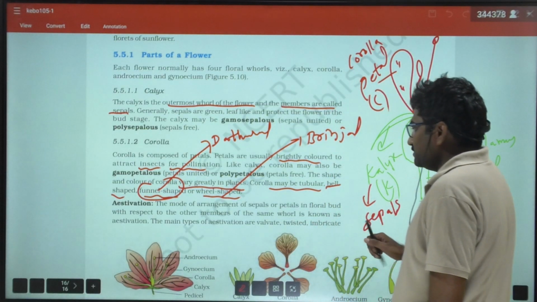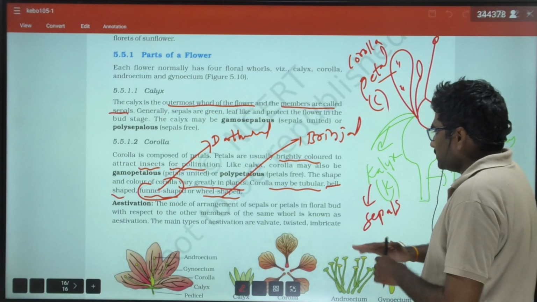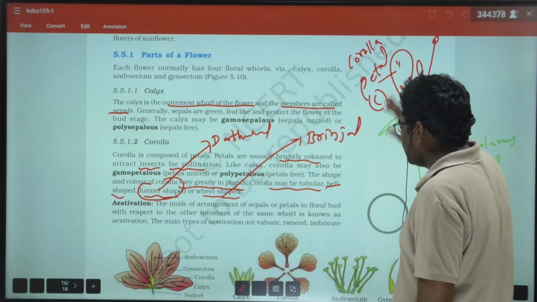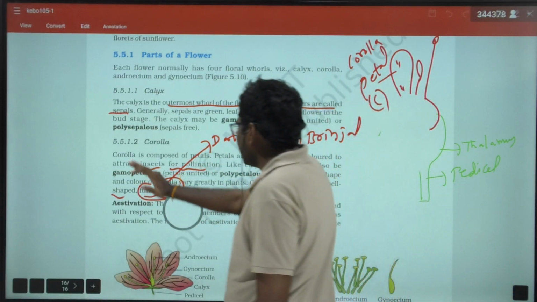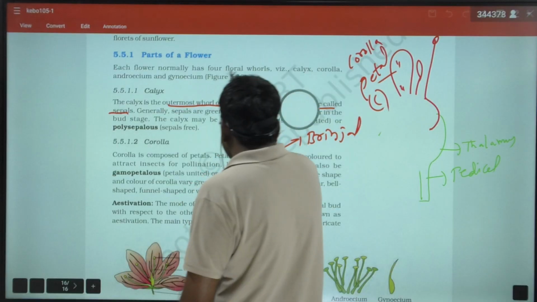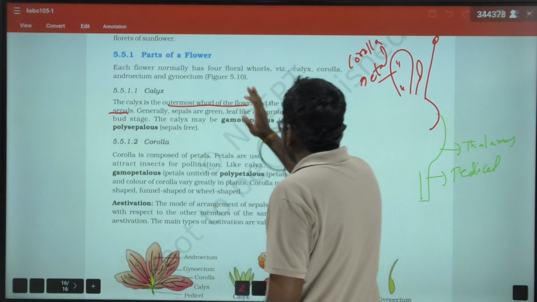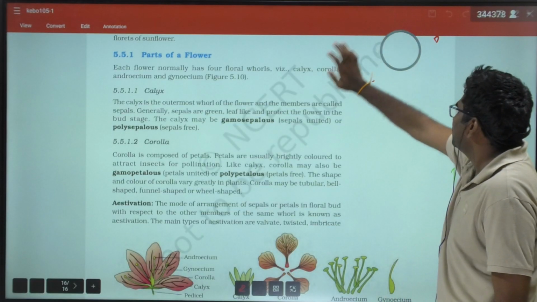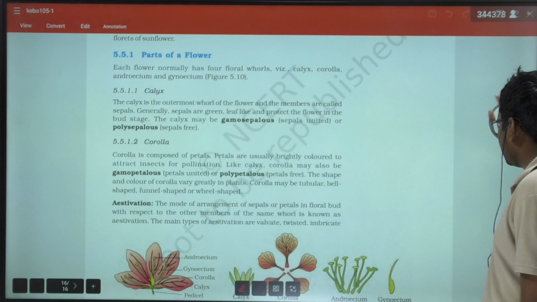So come to the aestivation. Aestivation means the mode of arrangement of sepals or petals in a floral bud with respect to the other members of the same whorl. Aestivation is very important from the objective point of view.